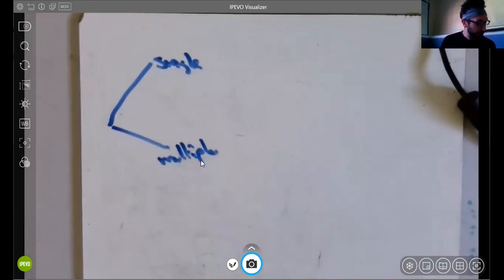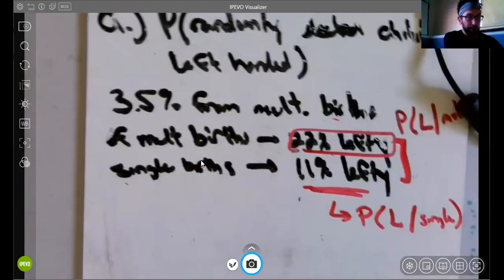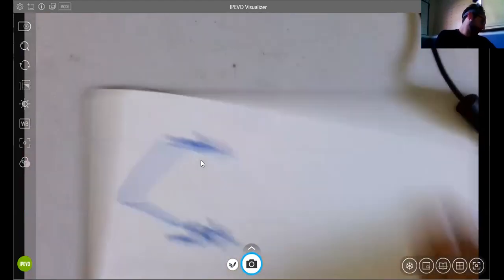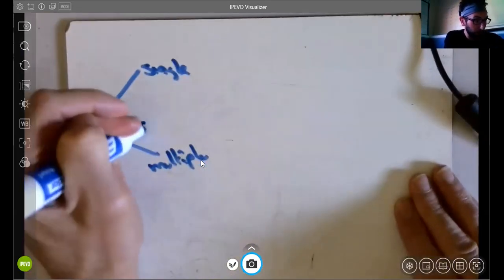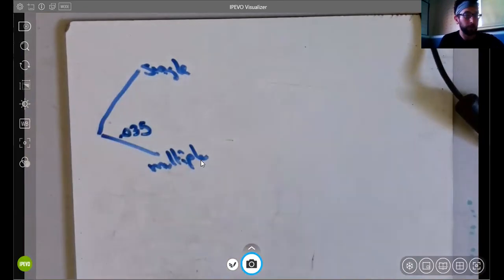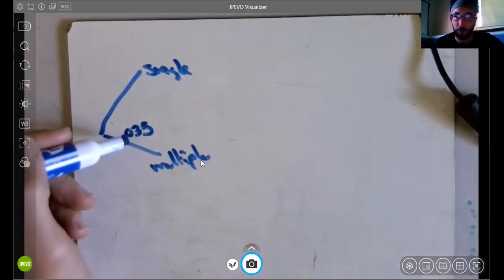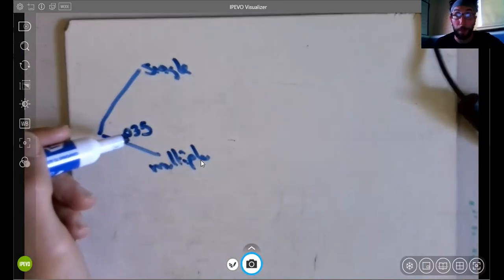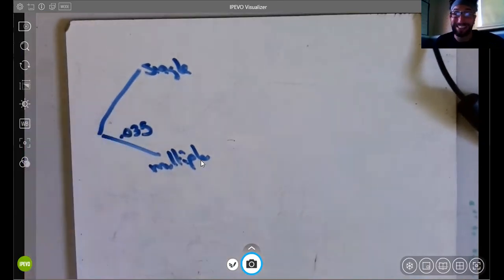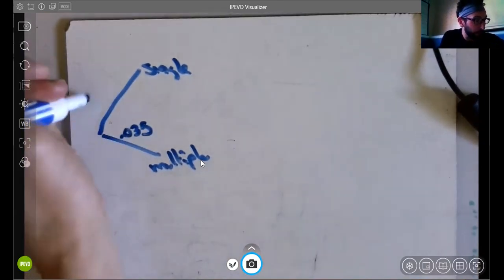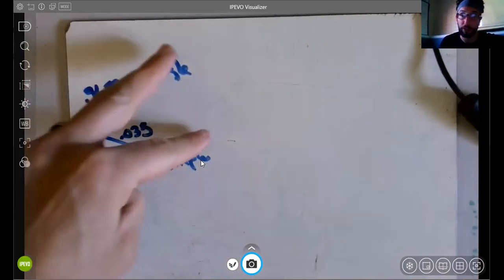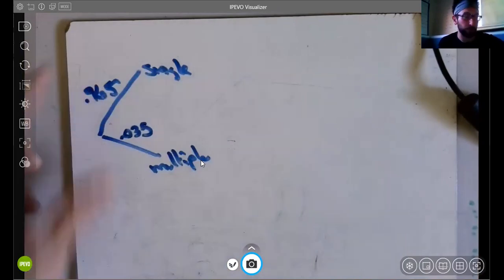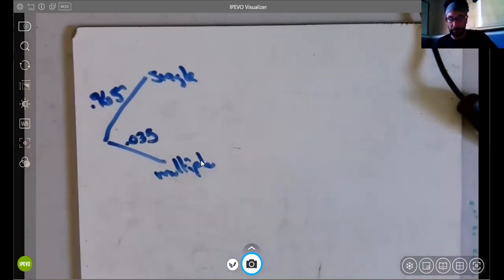We know from the given context that 3.5% are from multiple births. So the probability of a multiple birth is 0.035. If 3.5% of births are multiple, that means the rest, 1 minus 0.035, or 96.5%, have to be from single births. Whenever we split off into two branches in our tree, these two probabilities have to add up to 1. So that's the first thing we have to do.